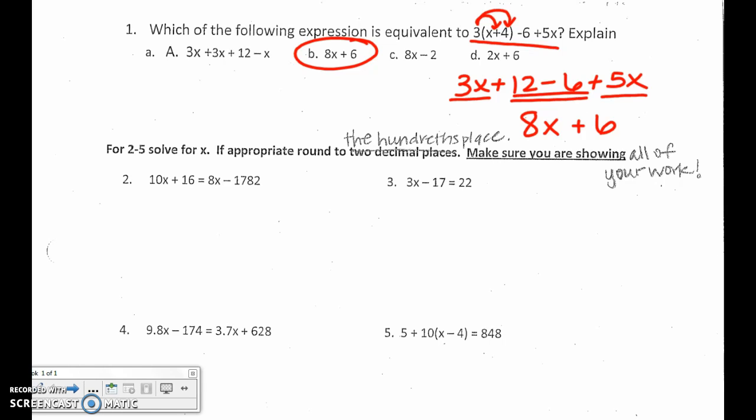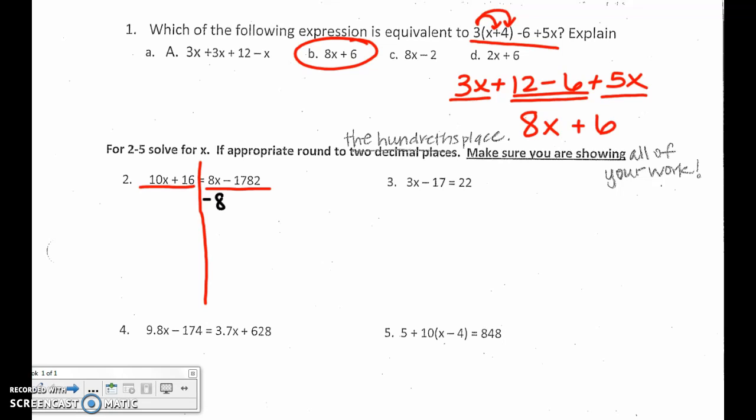Alright, and then here we're solving for x. Those are our multiple step equations. Remember, I had a list of things that you should follow. First being the distributive property. I don't see parentheses, so we can't do that. The second, combining any like terms. Well, I don't see any like terms on this side, and I don't see any on this side. And then it's getting the variables on the same side.